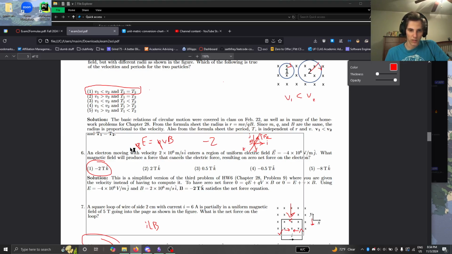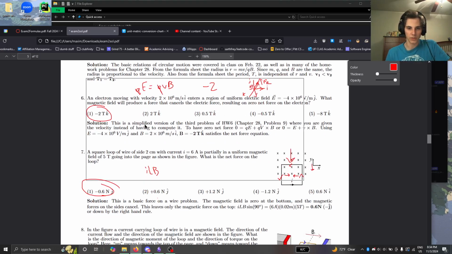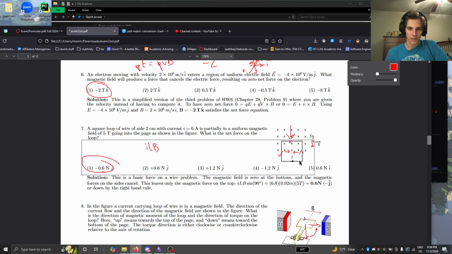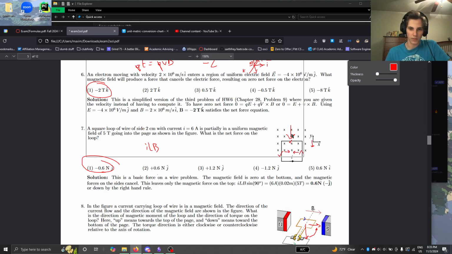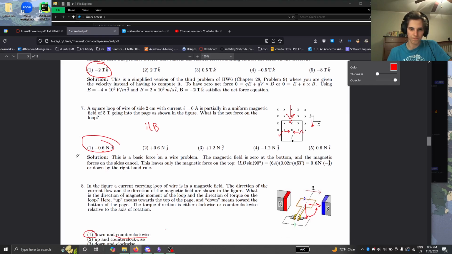Here, this is just setting the electric field and magnetic field equal to each other and solving. Use the right-hand rule to find the position where it's opposing the direction of the electron in the electric field. Here, the sides obviously cancel out, so you just look at the force on this top part of the line, with the current going to the left here. Solve for that.